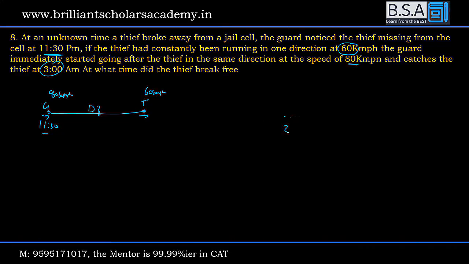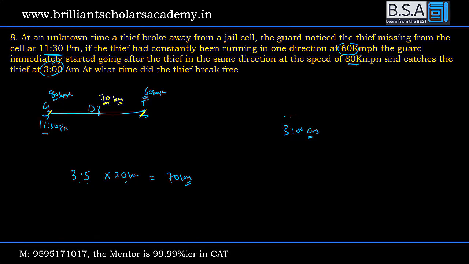The catching happens at 3 a.m. So it is 11:30 to 3. It is 3.5 hours. So in 3.5 hours, how much distance can the guard catch up? The guard is catching up at 20 kilometers per hour. So in 3.5 hours, the guard will catch up 70 kilometers. That means the thief has managed to create a gap of 70 kilometers between him and the guard.